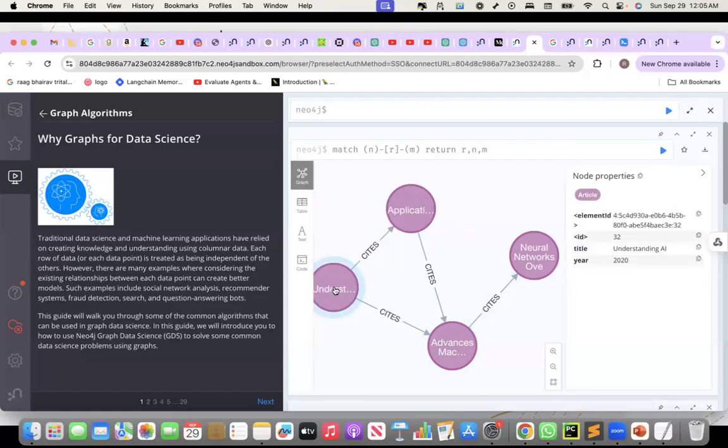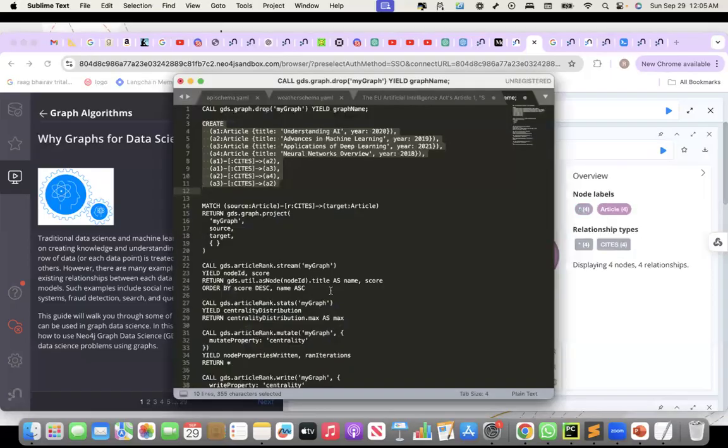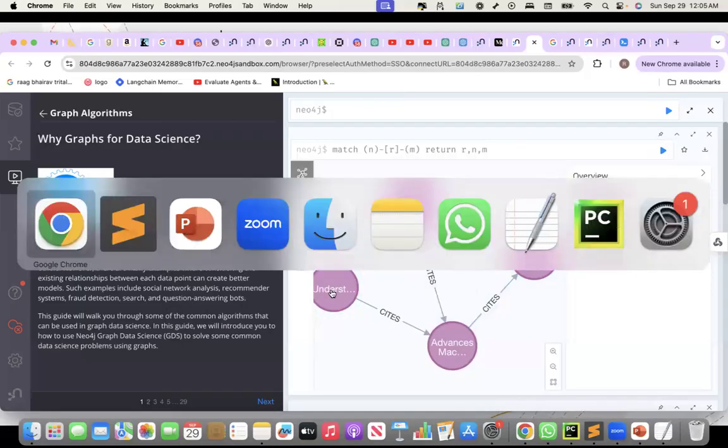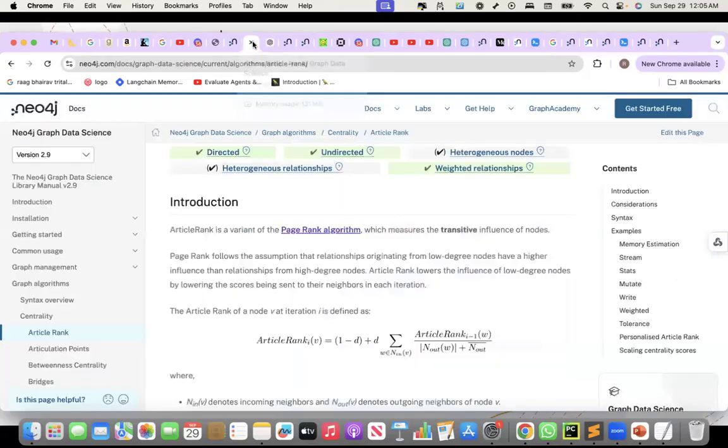But in case of PageRank, this would have got a higher rank, because PageRank follows the assumption that relationships originating from low degree nodes have a higher influence than relationships from higher degree nodes. Article rank is just a little opposite to that, which lowers the influence of low degree nodes by lowering the scores being sent to the neighbors in each iteration, right?